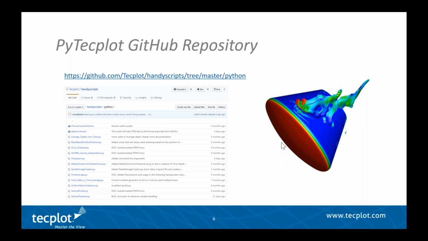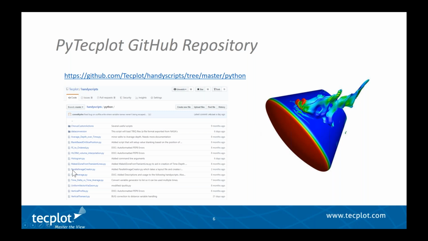We do have a GitHub repository. If you just search for Tecplot GitHub, it'll take you right there. We have a number of interesting Python scripts here that can be used as examples. You're more than welcome to download these. It's all under MIT license, so we don't have any intellectual property invested in these. We want you to use them and be successful with PyTecplot.